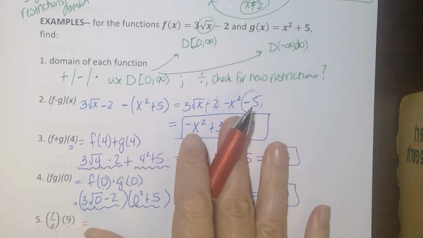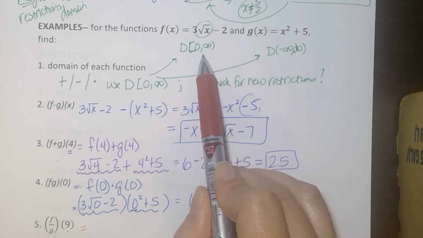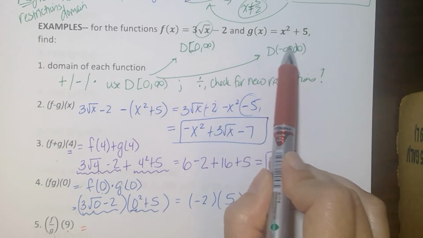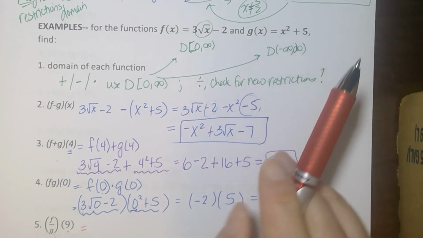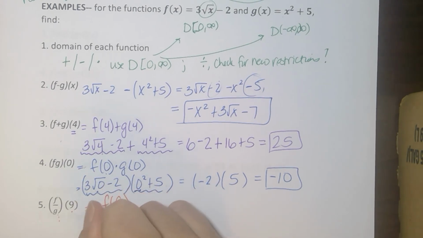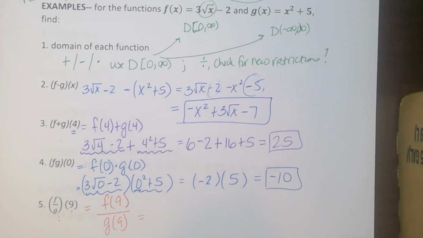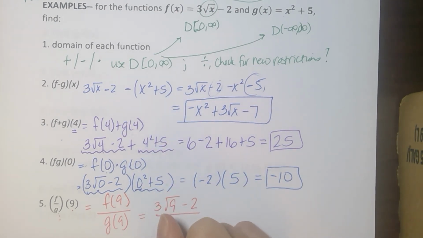So let's look at g of x. Can I use 9? It fits here, so that's fine. Is 9 going to cause me a problem if this is my denominator? No, we're fine. Okay, so f of 9 over g of 9. F of 9 would be 3 square root 9 minus 2. G of 9 is 9 squared plus 5.